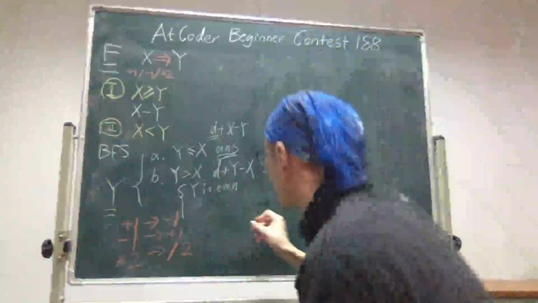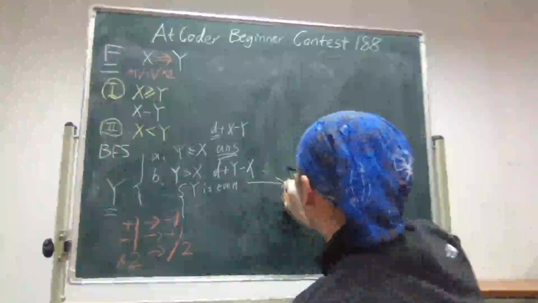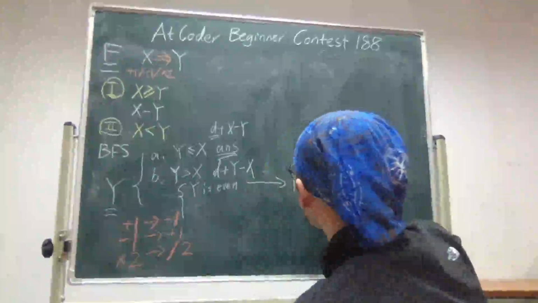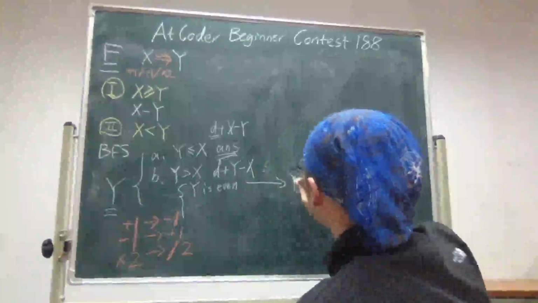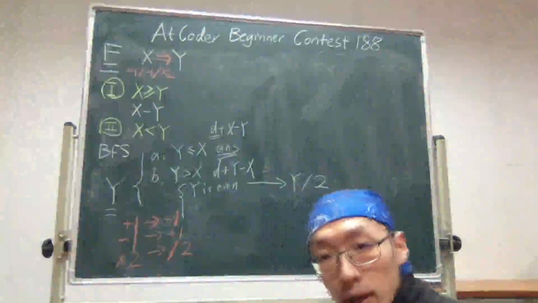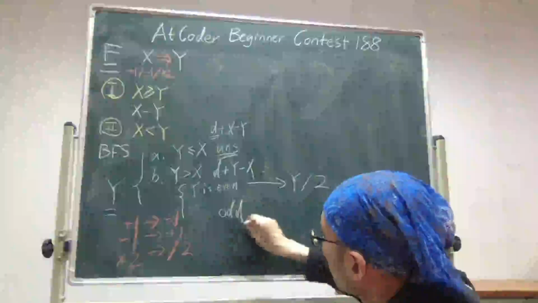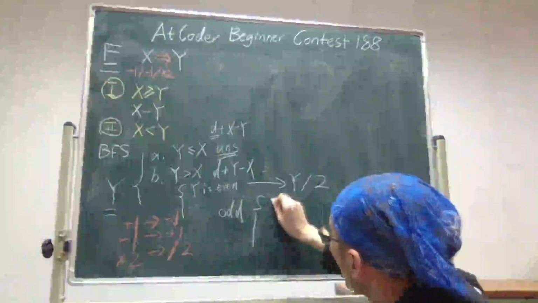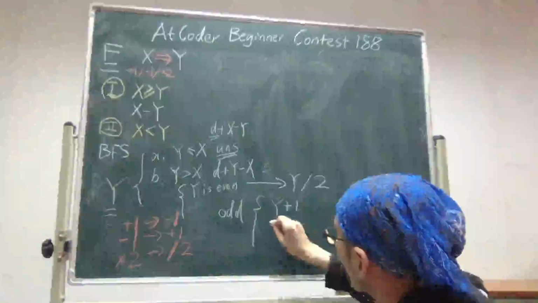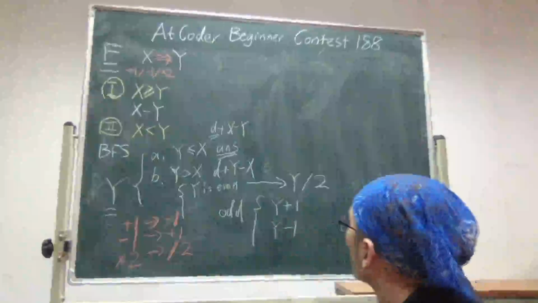Then, if y is even, we only choose divide by 2. Otherwise, if y is odd, we'll try y plus 1 and y minus 1.